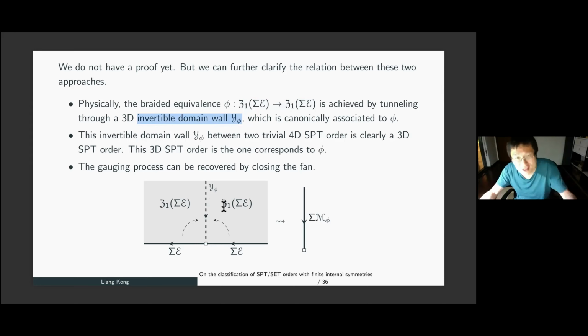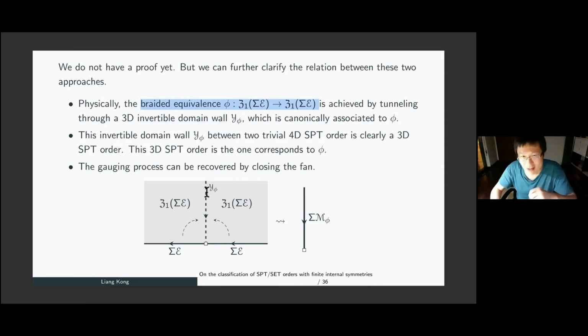Now you look at this picture. This is a trivial SPT of one dimension higher. This is again a trivial SPT of one dimension higher. What's inside here is invertible. This is exactly an SPT of one dimension lower. That's exactly the SPT you're looking for. So the SPT corresponding to phi, corresponding to the braided equivalence here, is completely natural. Each braided equivalence between these two corresponds to a domain wall, and this domain wall is exactly a lower-dimensional SPT. So it looks very natural.